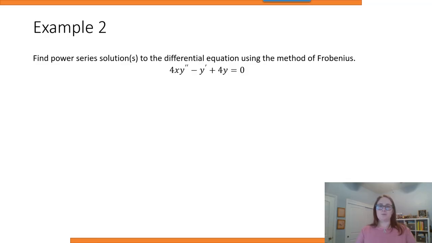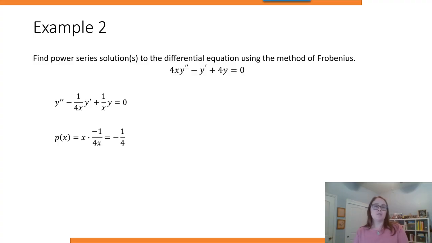Okay, so let's do an example using this method. I've got 4xy double prime minus y prime plus 4y equals 0. Looking at that 4x in the leading term, I'm thinking 0 is going to be my singular point because if I divide this all by 4x, I'm going to get an x in the denominator. Doing that, I get y double prime minus 1 over 4x y prime plus 1 over x y equals 0. And so I do have a 0. 0 is not part of the domain of those two functions, p of x and q of x. So it is a singular point.